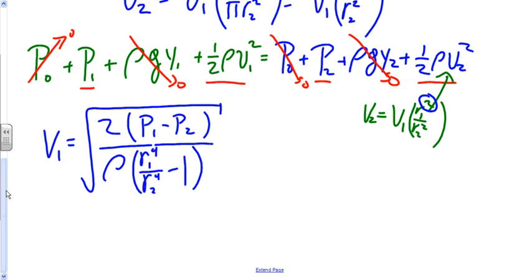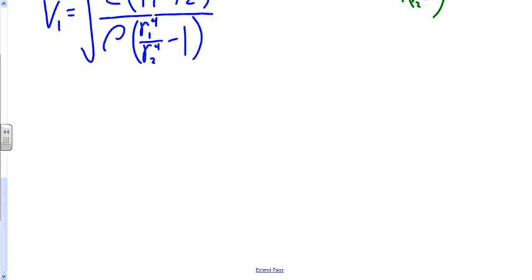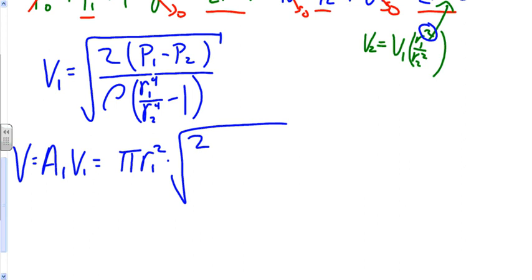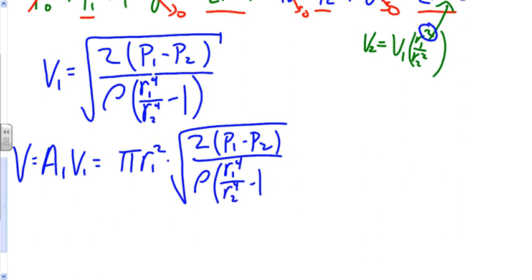Recall, we wanted to find the volume flow rate. So in order to get the volume flow rate, we need A1 V1. Because remember, V equals A1 V1. So what that equals is A1, which is pi R1 squared, times the square root of everything we just have here. 2 times P1 minus P2 again, over rho times R1 to the fourth over R2 to the fourth, minus 1.